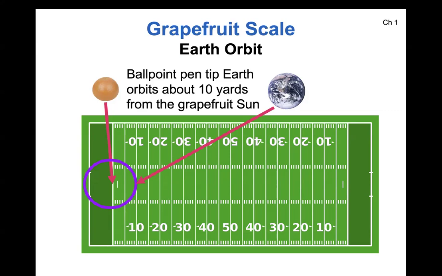Ballpoint pen, grapefruit, nothing in between except for two other planets, Mercury and Venus, but mostly just empty space. So it really gives you an idea of the vast emptiness of space, even within our own solar system, even within the inner orbits of the terrestrial planets, the rocky planets like Earth.